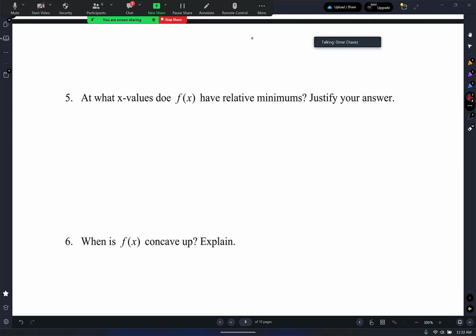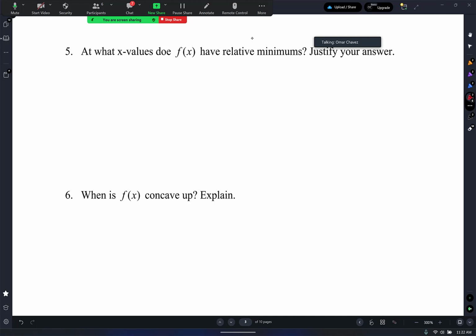Perfect, f prime. Now, the thing that we have to worry about here, guys, that I keep seeing even now, you guys keep saying the word it. Oh, I have a minimum when it goes from negative to positive. The word it is not telling me anything. Well, it's telling me something, but what is it? Does that make sense? So make sure you tell me, guys, you're specific.